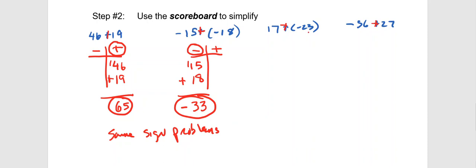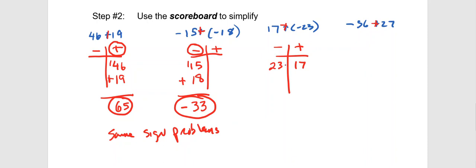The next two, you can see the signs are going to be different. So this is where the scoreboard definitely comes in handy. So we're going to set up our scoreboard, make note at the top of our negative and our positive, and we're going to list the numbers where they belong. So 17 being positive, I know I put on the positive side. 23 being negative, I know I put on the negative side.